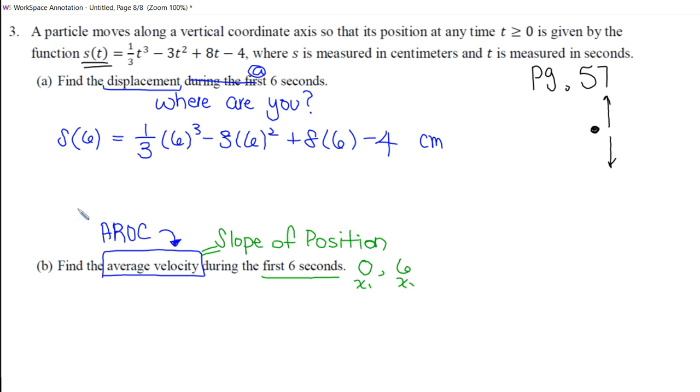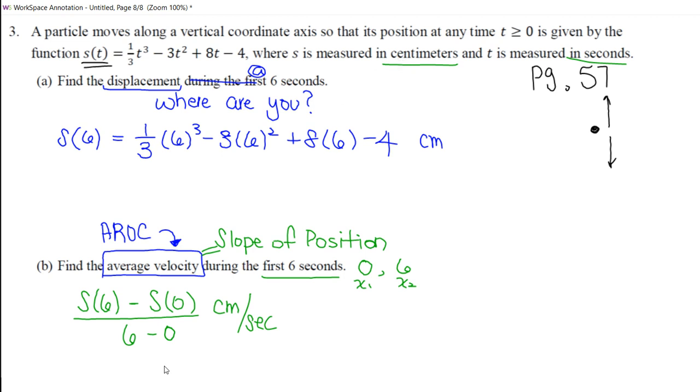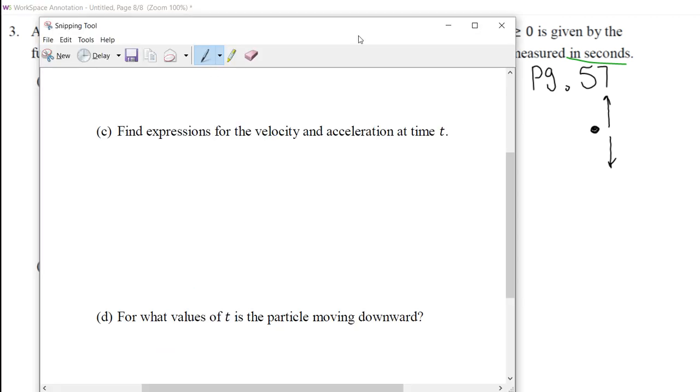Since it's average, we're not doing calculus, we're doing algebra 1. So we do s of 6, so y2 minus y1 over x2 minus x1. If you want to evaluate that, we can, but as of right now, that's all I want. And once you evaluate this, my unit would be, since we're in velocity, centimeters per second, because they told us up here it was centimeters and seconds. Good? All right, the next 2 questions were these.